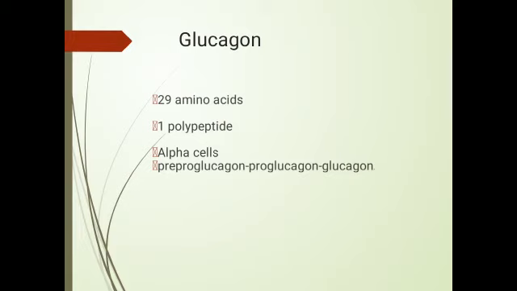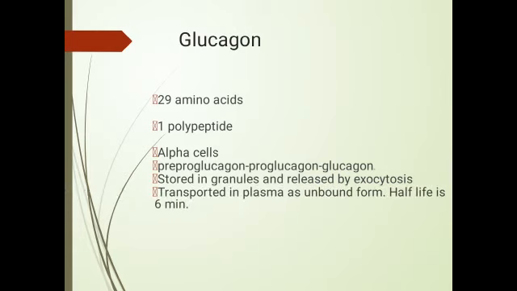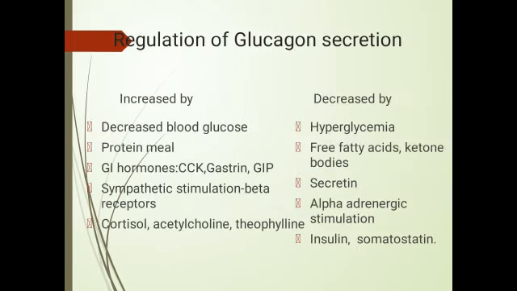It is synthesized as pre-proglucagon, and then it will be converted to proglucagon and glucagon. It will be stored in the granules and released by exocytosis, transported in plasma in unbound form, and the half-life is roughly about 6 minutes. It is degraded mainly in the liver and kidney.